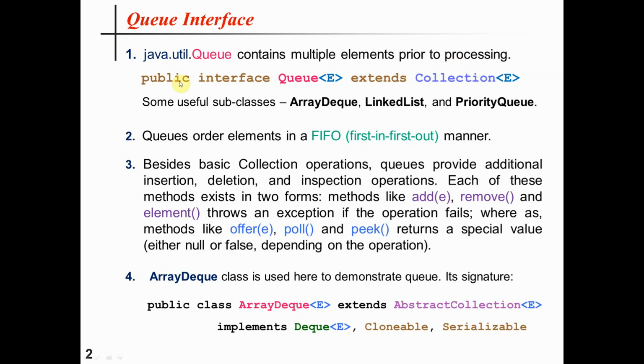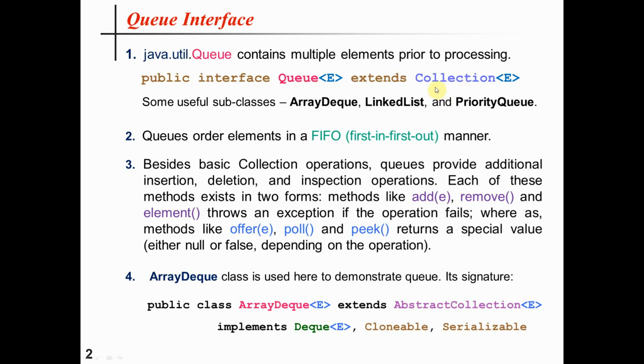So its signature is as follows: public interface Queue. It supports generics and extends Collection. Collection is the parent of all the interfaces in the collections framework. It is basically the super interface from which we are getting Set, List and Queue. So in that sense, Queue is a sub interface of the Collection interface.